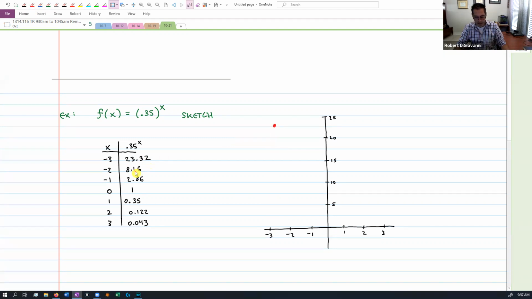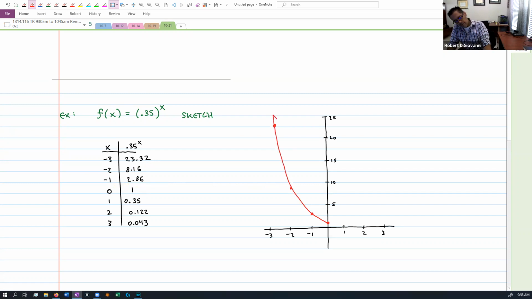At -2, I'm at 8.16, so 8.16 somewhere around here. At -1, I'm at almost 3, so I'm going to say about right here. And at 0, I'm at 1, so 1 is going to be somewhere around there. And then I'm going to connect those together with a curve.